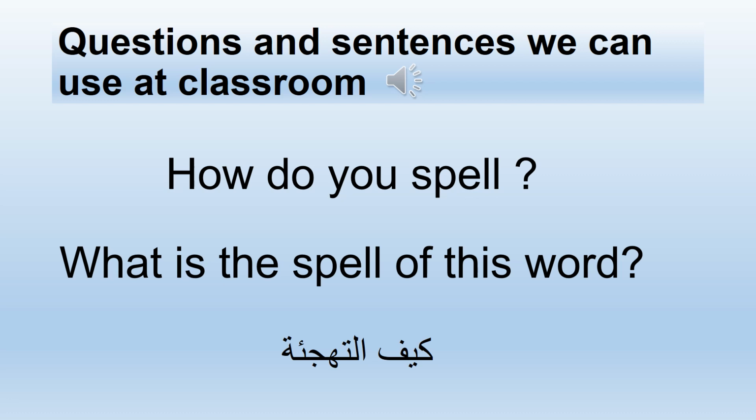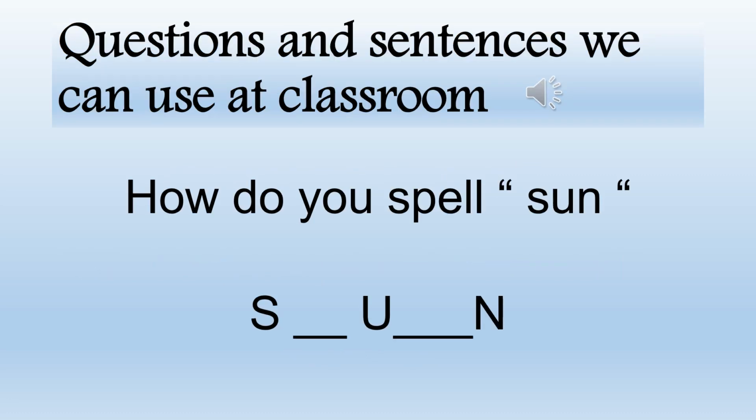And we have another question for the spelling. What is the spell of this word? After we said some questions about spelling, now we're gonna try and have example. For example, how do you spell sun? S, U, and N. It's sun.